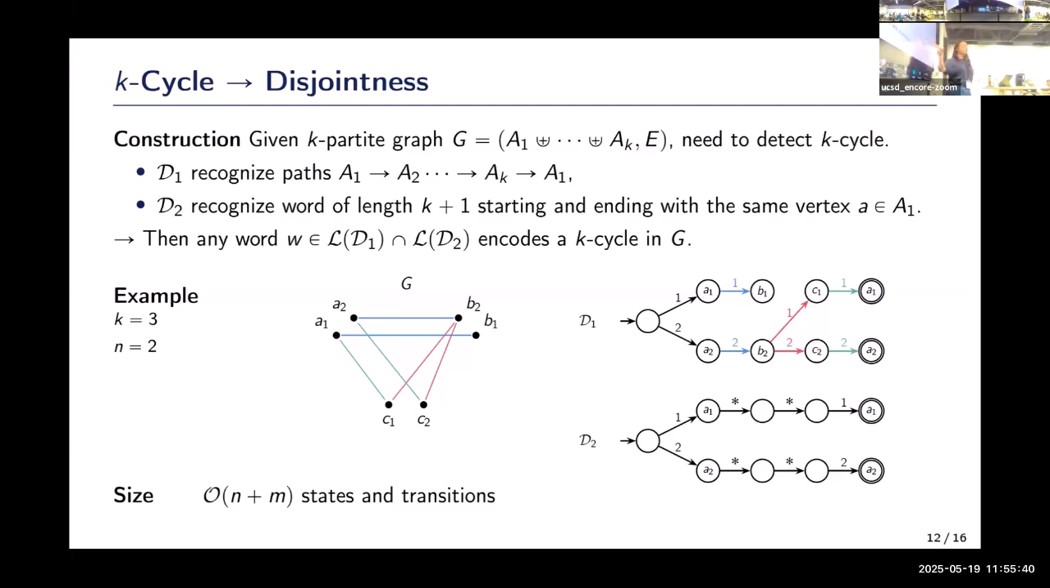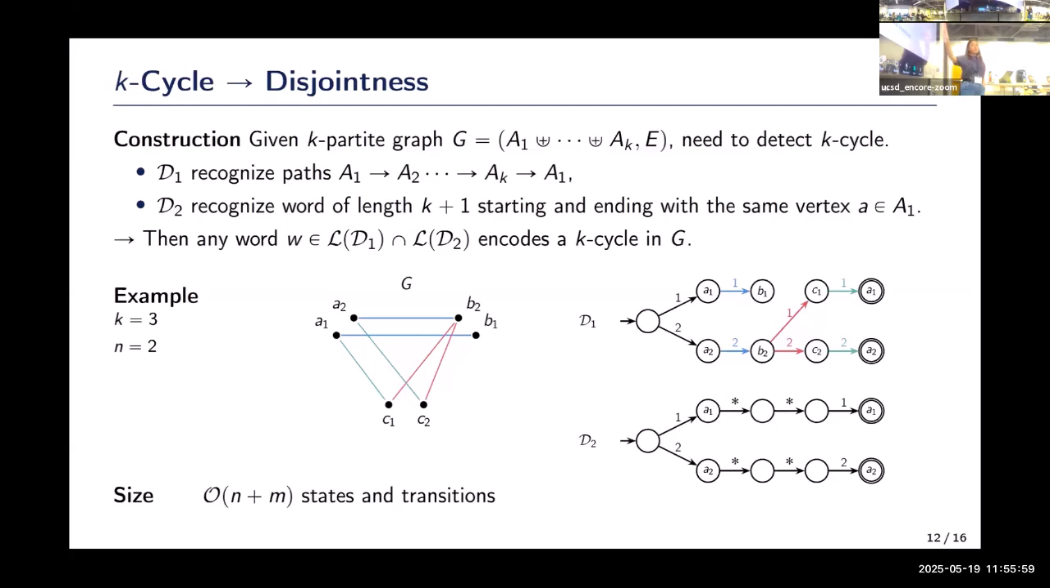And this way, it's going to remember what was the first letter I read. And at the end, it only accepts the word if the last letter is equal to the first one, which would mean the last vertex is equal to the first one. So here I'm using this wildcard transition to mean that for any letter of the alphabet, I'm transitioning.